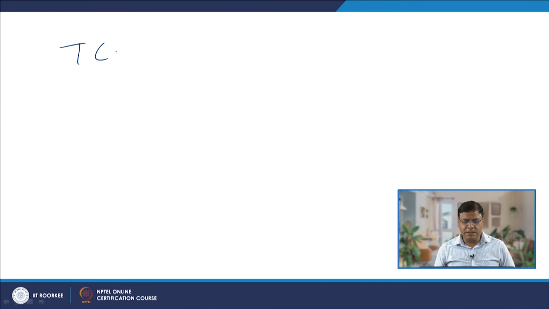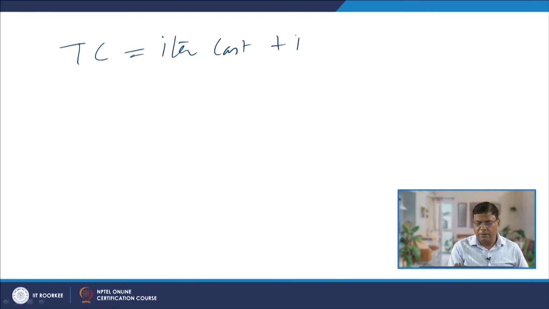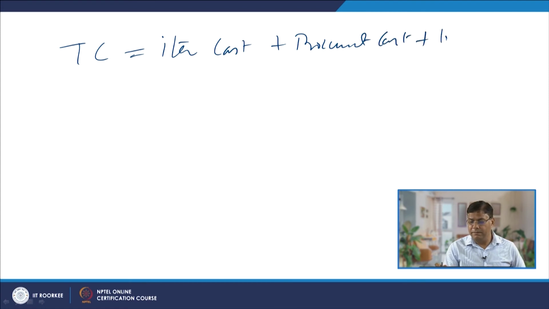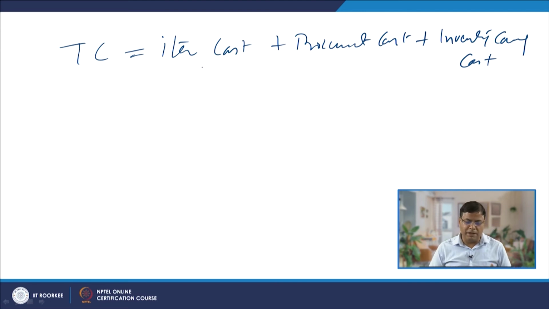Here, if we see the total cost consideration for maintaining the inventory, we have considered the item cost, procurement cost and inventory carrying cost, while assuming that there is no stock out situation. So, in this case, in all the calculations we have made, we have considered that the item cost is constant.